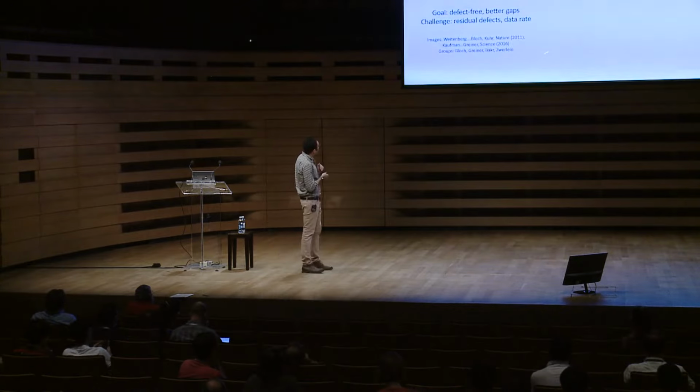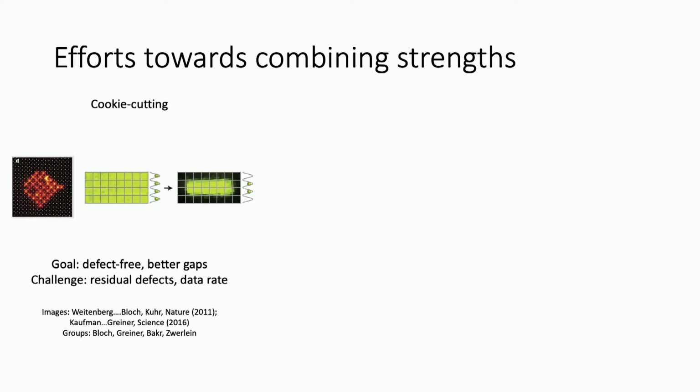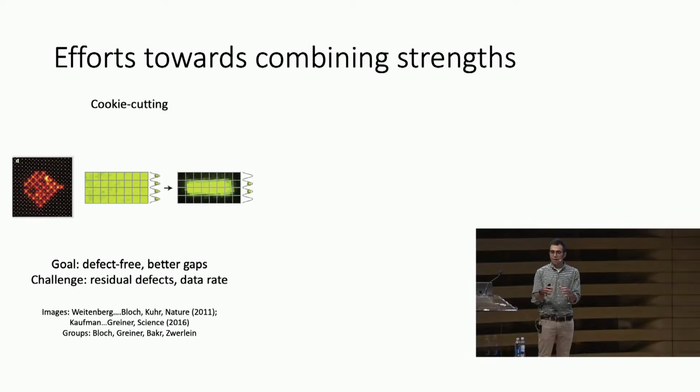For instance, in the microscope community, there's this beautiful technique that, at least colloquially, I call cookie cutting, where you project an optical potential on top of a defect-free array, and you cut out some sample of atoms. This is nice because you have a higher chance of getting a defect-free sample. And furthermore, if you care about high-fidelity many-body physics, this finite system gives you better gaps. One challenge here is that you still sometimes have residual defects, which can impact the data rate, the time it takes to average down some observable of interest.